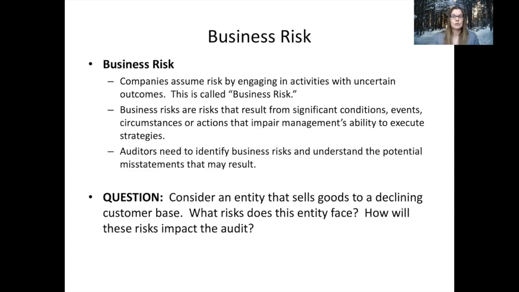So with respect to the declining customer base, you could say, all right, so maybe now they want to overstate income. They want to overstate accounts receivable. So now I know when I'm looking at accounts receivable, I need to consider some of these risks, like the risk that they may have fake customers in AR, the risk that they may have overstated AR. Those risks might be heightened because they are selling to a declining customer base.